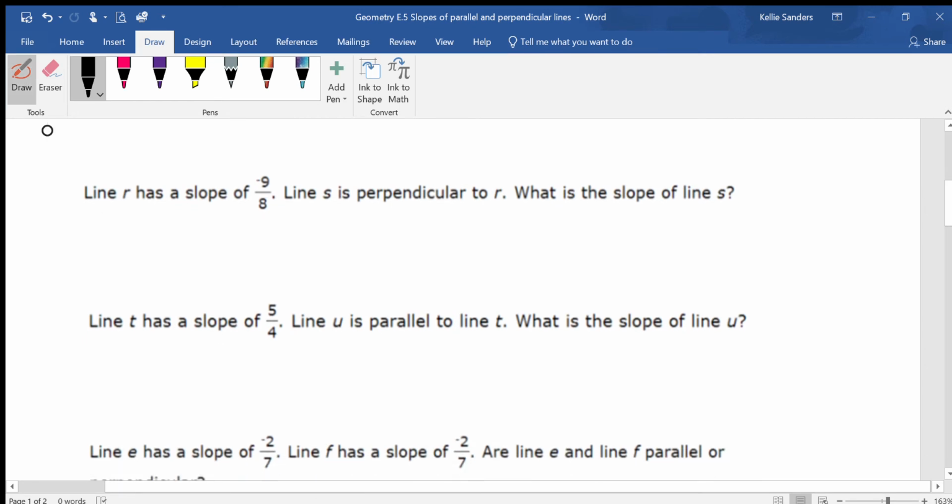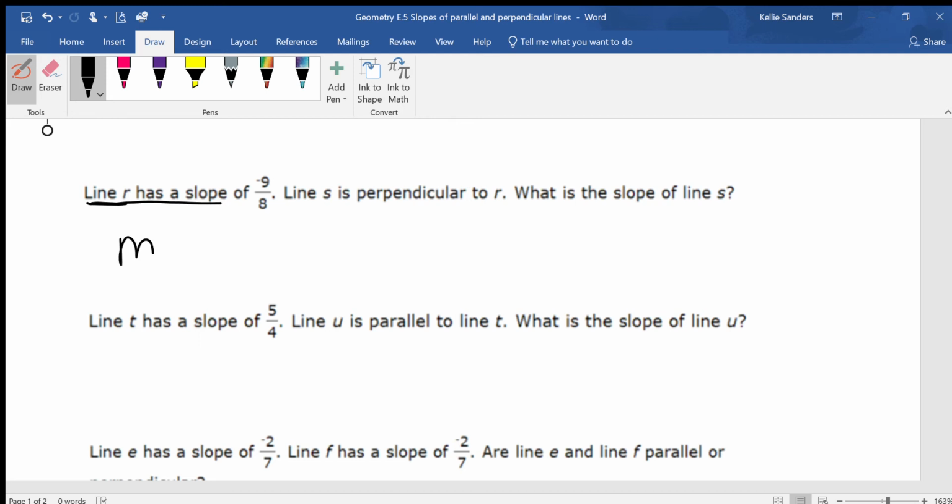Line R has a slope of negative 9 over 8. Line S is perpendicular to R. What is the slope of line S? Now, on this one, I could just automatically tell you what the answer is, but because I know what's going to happen later on, maybe in this lesson, but definitely in E6, I'm going to start a little bit of new notation for you so you can understand what's happening whenever we do need to use it. So if this says line R has a slope, we are going to write down, and this is pronounced M sub R. Sub as in subscript, because it's written smaller and lower. So M sub R, or the slope of R.